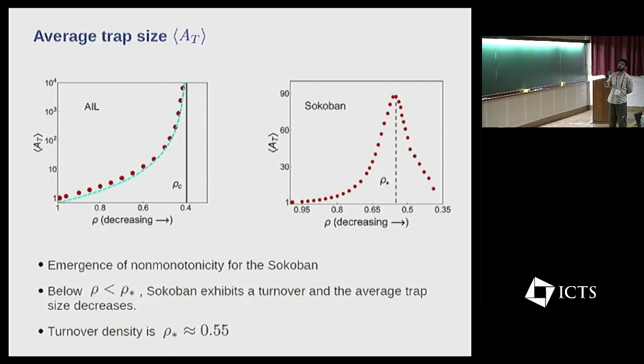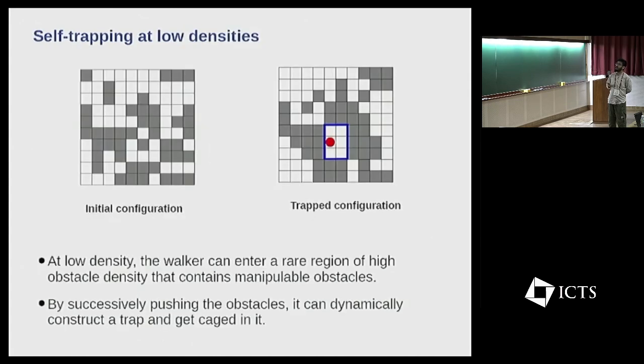So next, we looked at the average trap size as a function of time. So for AIL, this should diverge at the percolation threshold. But for the Sokoban, we see that it's a non-monotonic function of time. And this change happens at this density rho star, which is equal to 0.55.